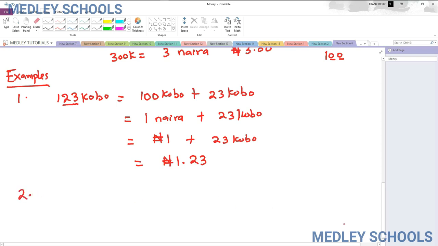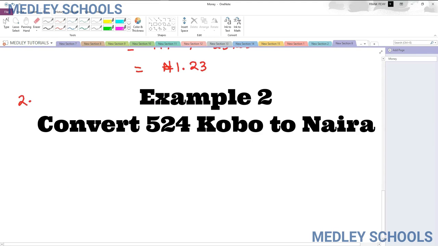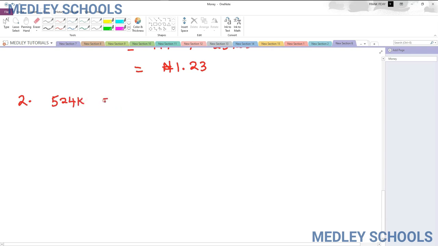Now example 2 asks us to convert 524 kobo to naira. That is 524 kobo. You can represent your kobo with K. Now we want to write this in naira and kobo notation. From what we learned in example 1, we are going to count the 2 digits from the back.